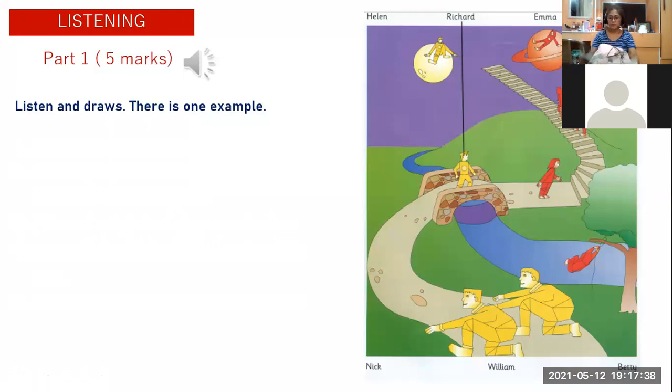There is one example. This looks like a great computer game. How do you play it? Well, you have to move these robots from the countryside into space. And the robots all have boys' and girls' names? Yes. The yellow ones are boys and the red ones are girls. Look, the boy robot on the bridge is called Richard. Yes, I see. Can you see the line? This is an example. Now you listen and draw lines.